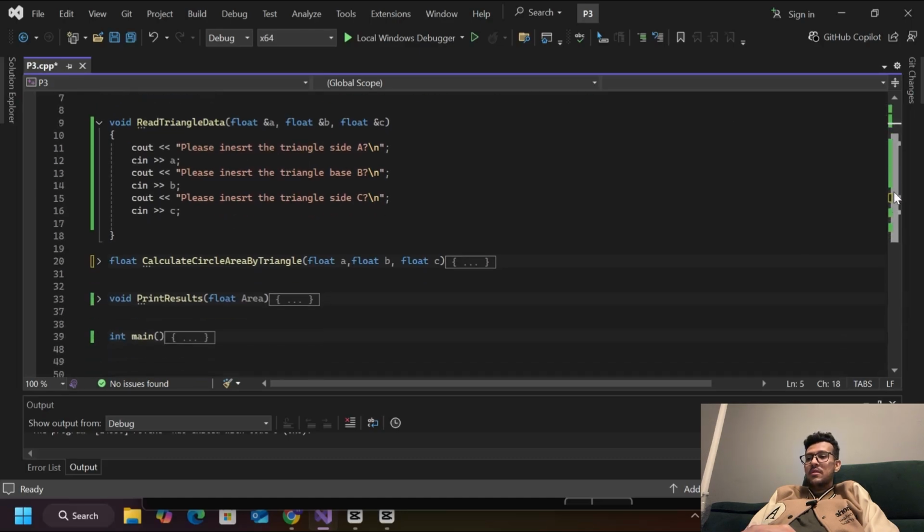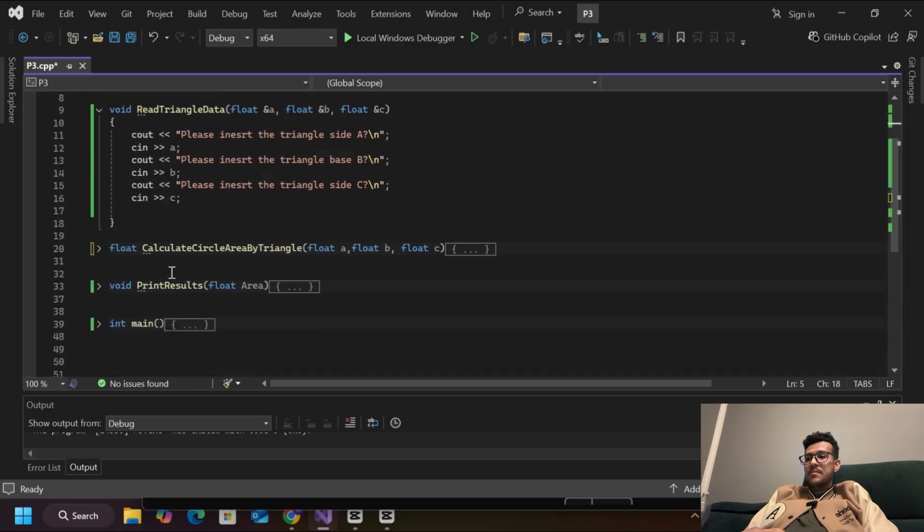After that, we create another function of float data type, calculate circle area by triangle. We have A, B, C, the three variables from the previous procedure, which already store the values we took from the user through the console screen once we run. Let's open this function to see how we convert that math into code.